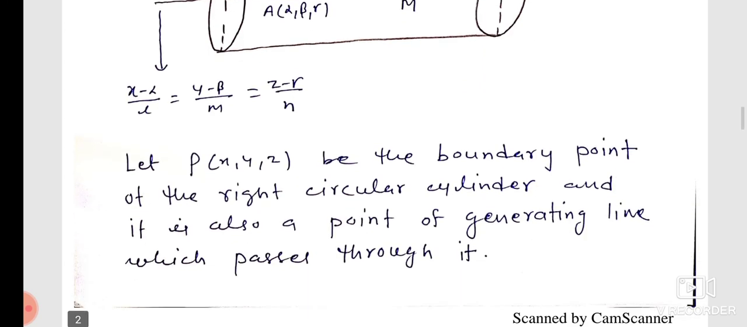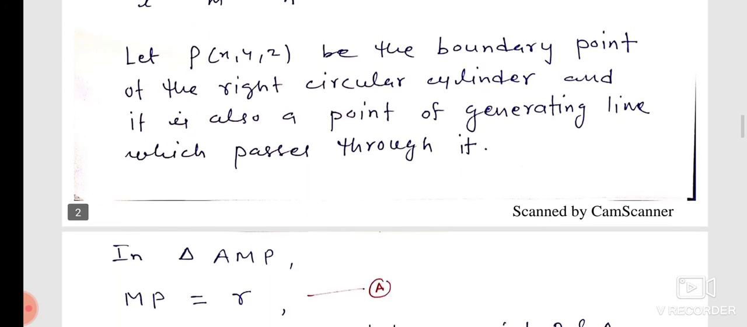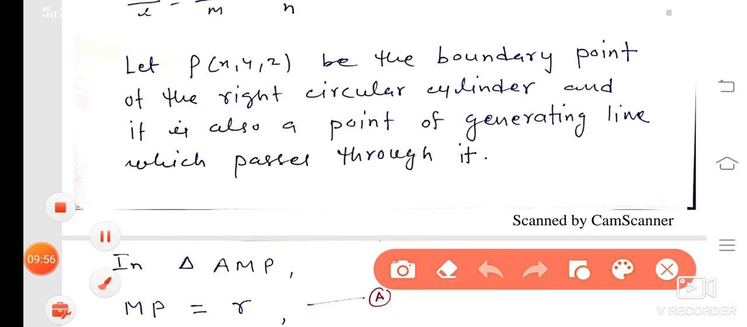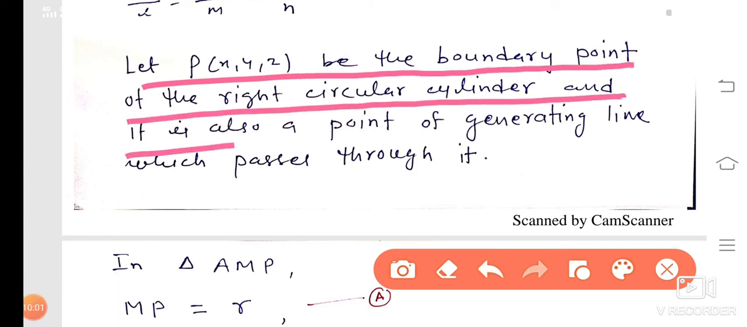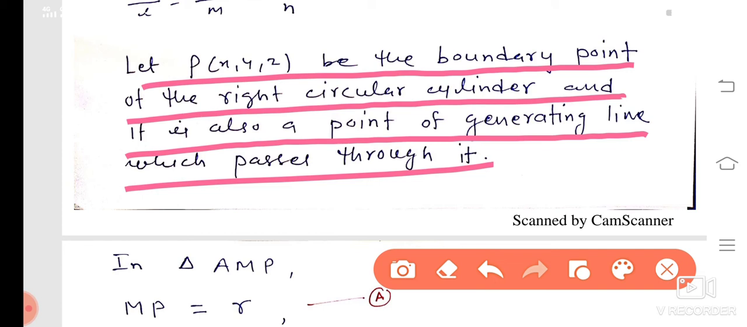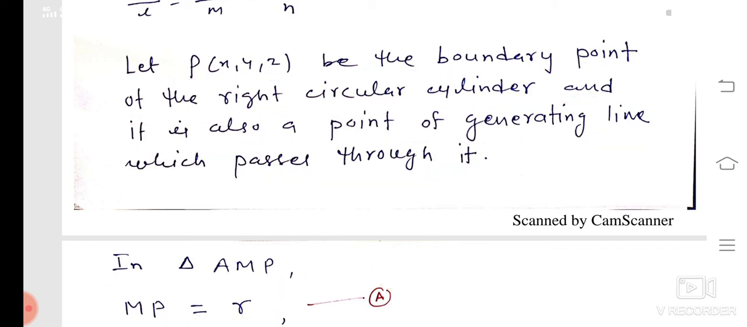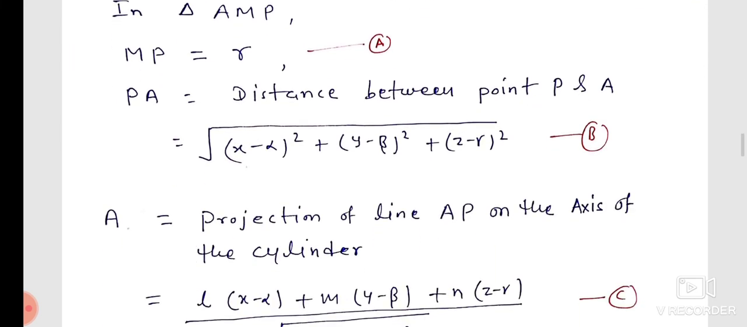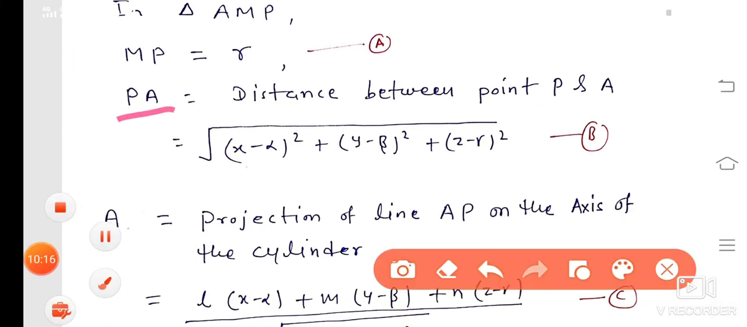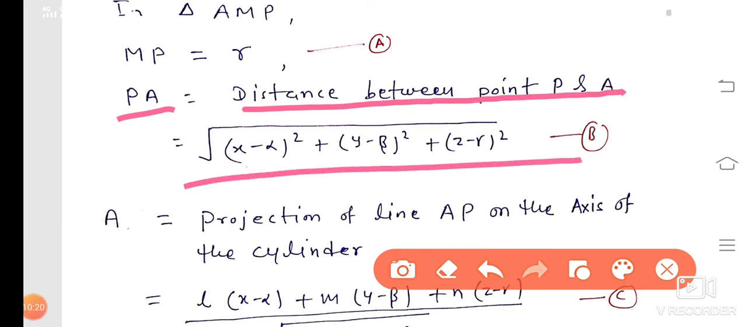Okay, so let's start again. Let P(x, y, z) be the boundary point of the right circular cylinder, and it is also a point of the generating line which passes through it. In triangle AMP, what is MP? The radius of the cylinder, which is given as R. And what is PA? PA is just the distance between points P and A, and that can be written by equation number 2.